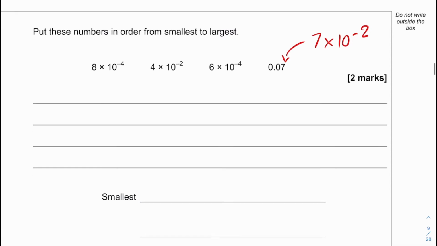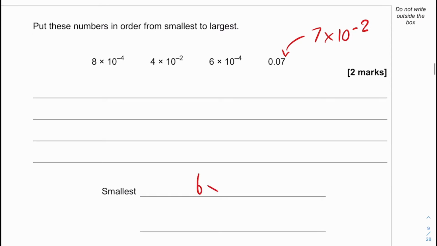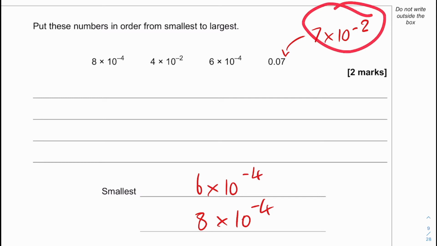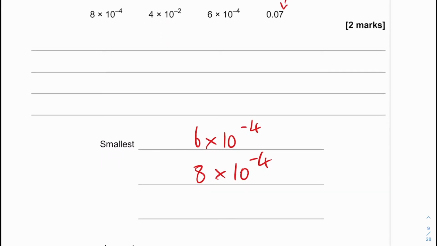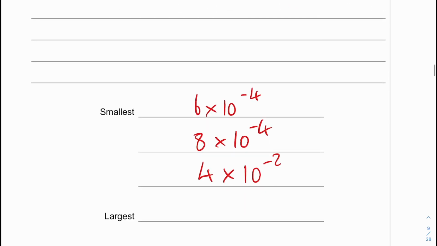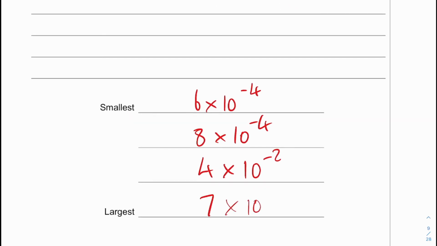So we can label our smallest number as 6 times 10 to the minus 4, followed by 8 times 10 to the minus 4. We then move on to our minus 2 numbers here and here, and again we can see that the 7 is bigger than the 4, so the 7 is actually our largest number we've got here. So we then write our third smallest or second biggest is 4 times 10 to the minus 2, and our largest number is 7 times 10 to the minus 2.